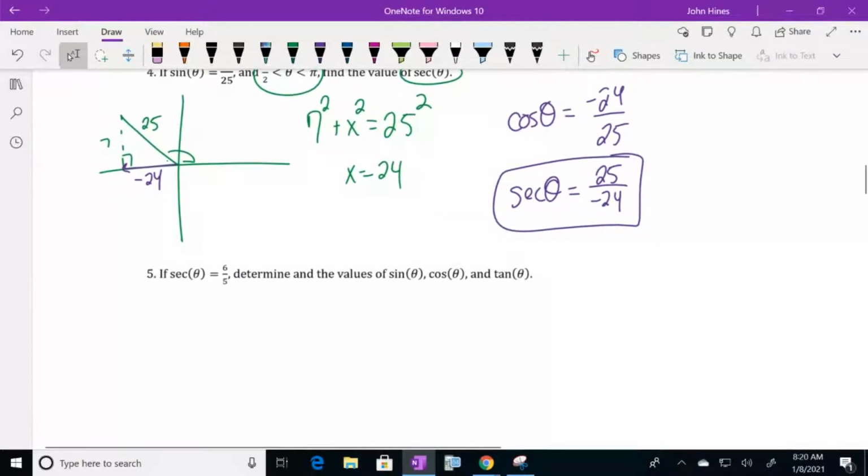Okay? If I give you secant, again, buy one, get one free. If secant is 6/5, that tells me cosine is its reciprocal, 5/6. Buy one, get one free. So I can now find sine and tangent by doing what we did up here, drawing a picture, Pythagorean theorem. I'm not going to do that, but just know we get these reciprocals. The secant function comes from cosine.